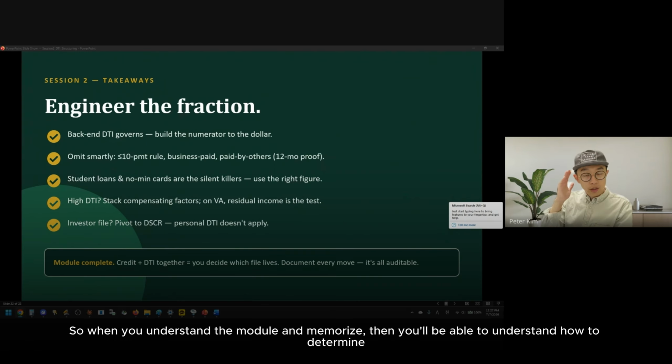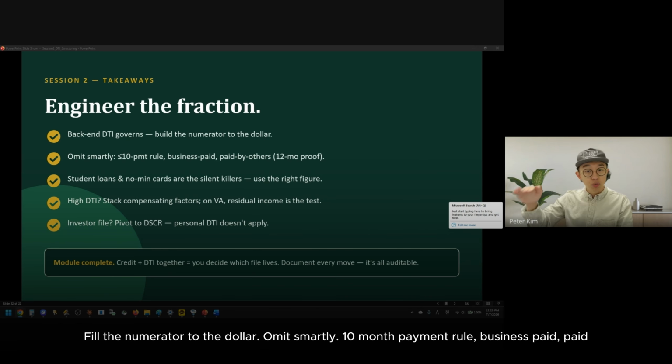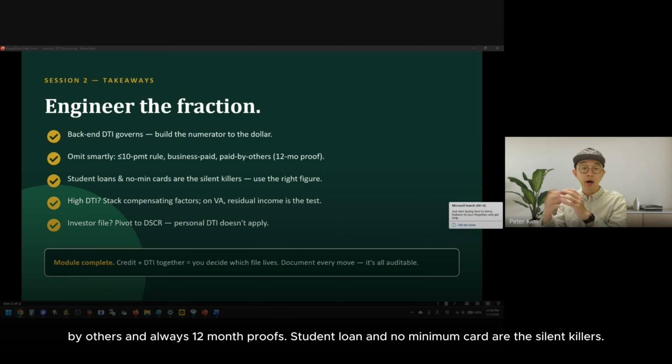When you understand the module and memorize it, you'll be able to determine which product to sell and which lender or investor to send the file to. Backend DTI governs all. Build the numerator to the dollar. Omit smartly: the 10-month payment rule, business debt paid by others, and always 12-month proofs. Student loans and no-minimum cards are the silent killers, right?